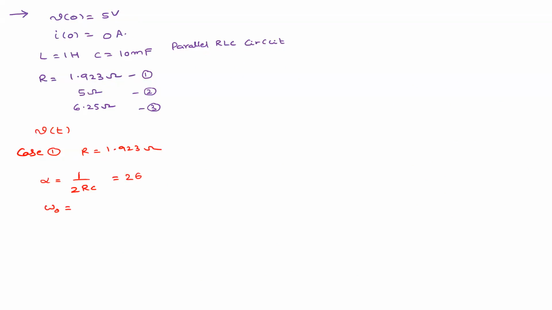What is omega naught? Omega naught is 1 by under root of 2L C, which gives 10. Is this correct? Yes, sir. In the first case, if you notice, alpha is greater than omega naught. What do you understand from that? Alpha is greater than omega naught, so it is the overdamped case.